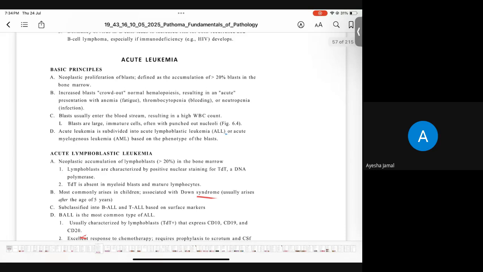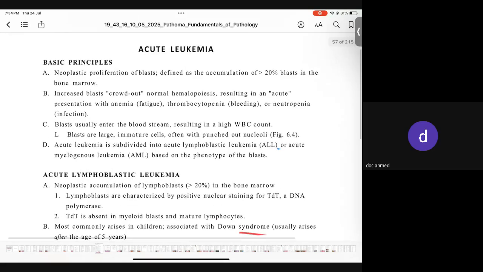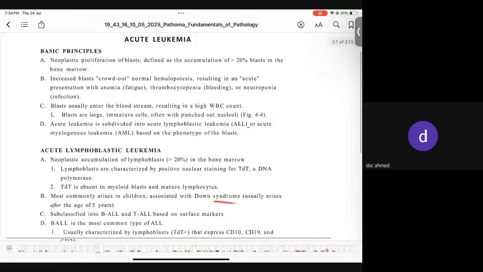Yes, perfect. So as we discussed, these blasts can just replace the normal cells, and it can lead to anemia, thrombocytopenia, neutropenia, pancytopenia. So the blasts are really big, immature with punched out nucleoli. We are going to see the picture in a while.